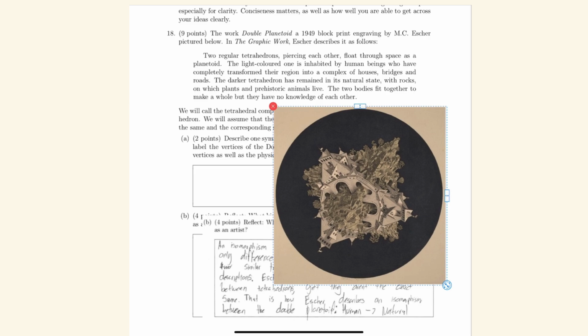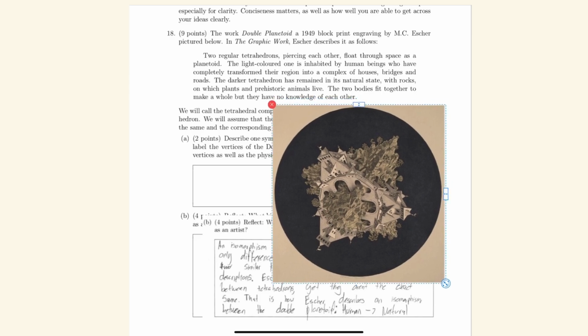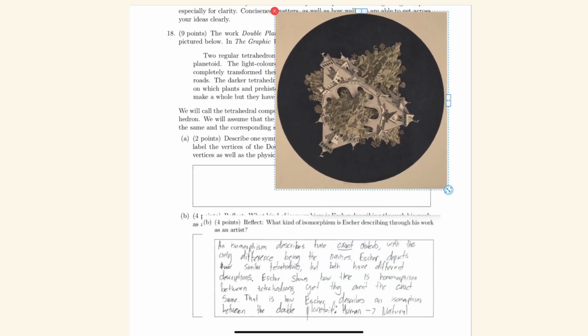The light-colored one is inhabited by human beings who have completely transformed their region into a complex of houses, bridges, and roads. The darker tetrahedron has remained in its natural state. The two bodies fit together and make a whole, but they have no knowledge of each other. So we have one that's developing in one way, and we have another developing along a totally different trajectory.